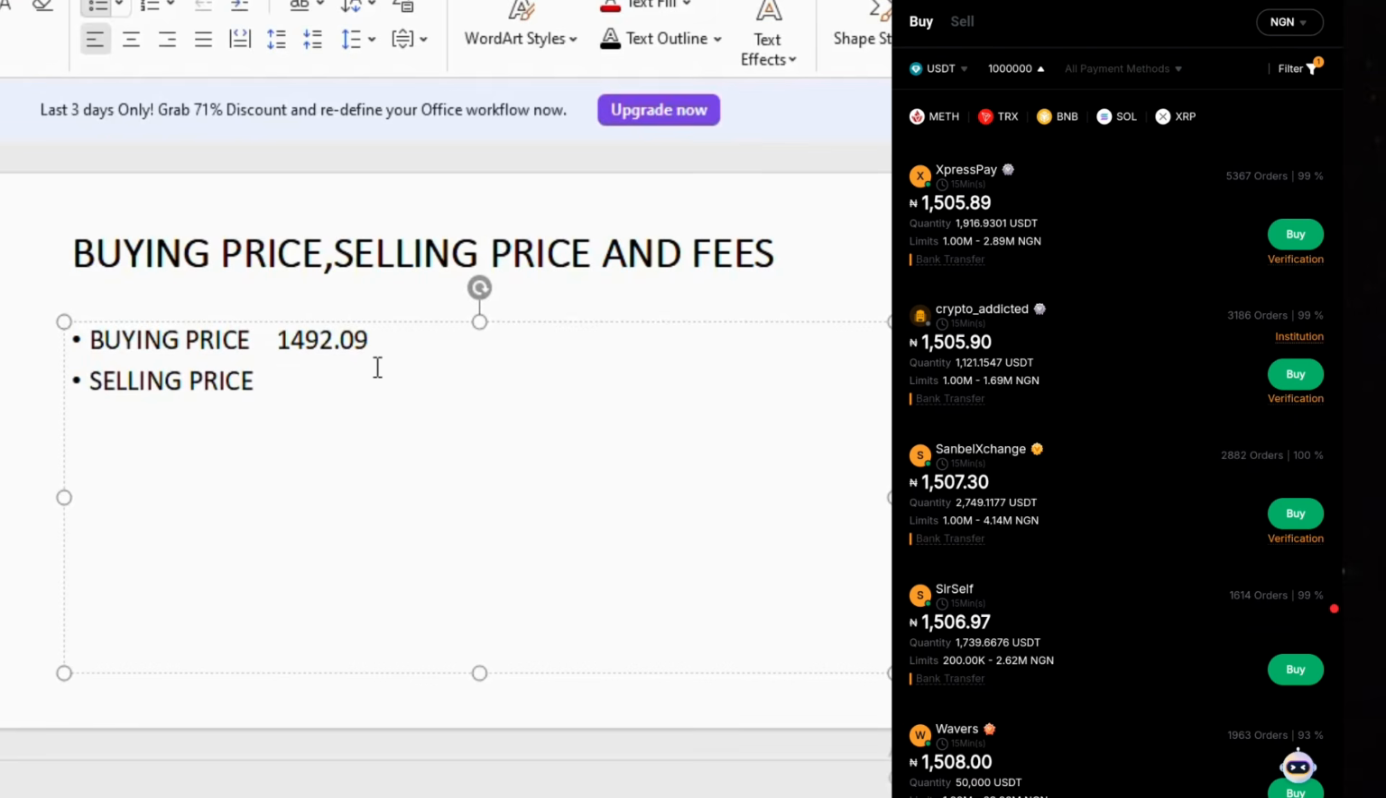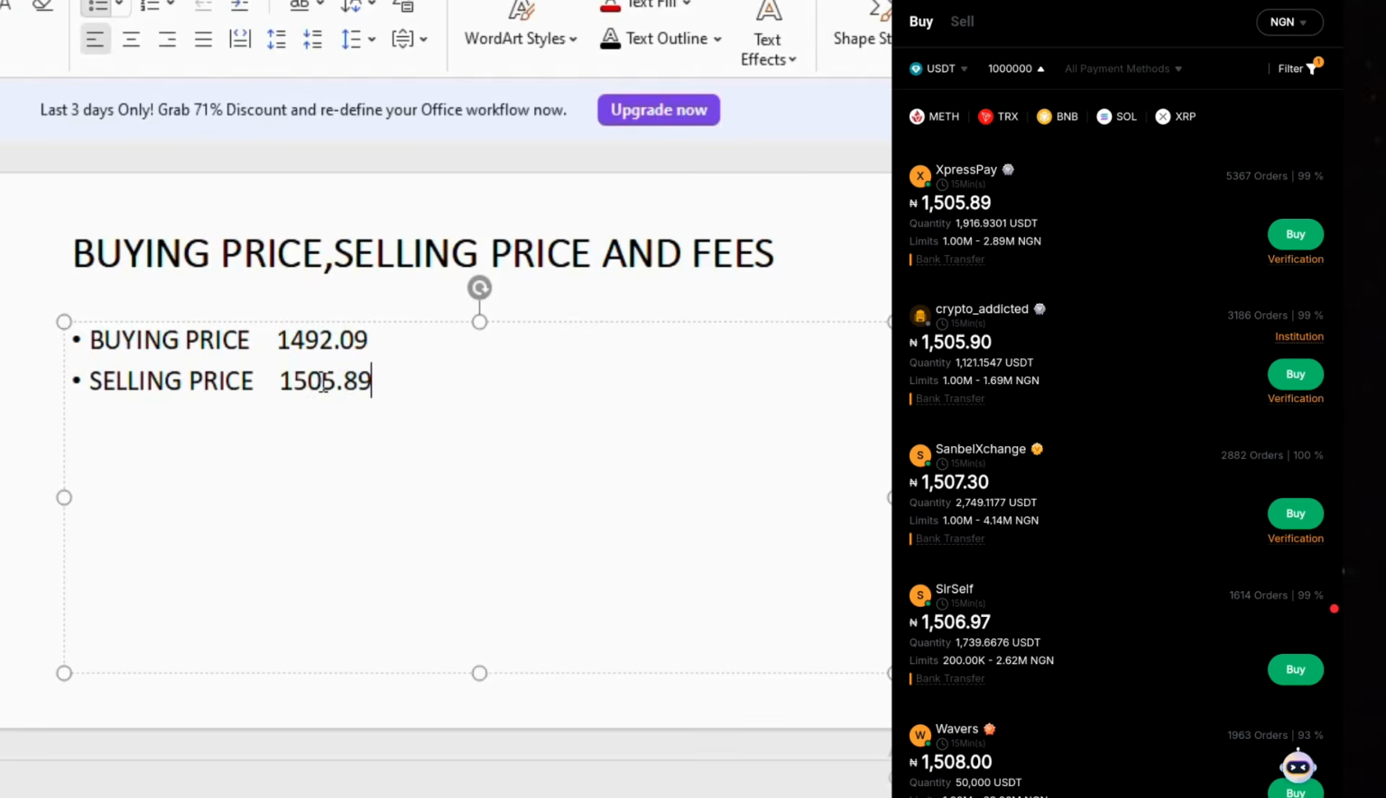Now, this is the selling area, and this is amazing. On the selling area, just come and put in 1 million. Anything you see at the top is the best selling price in the market. You can see this area, which is very good. So the best selling price in the market is 1505.89. So I'm going to come here and put 1505.89. So you can see merchants are buying at this price and selling at this price.